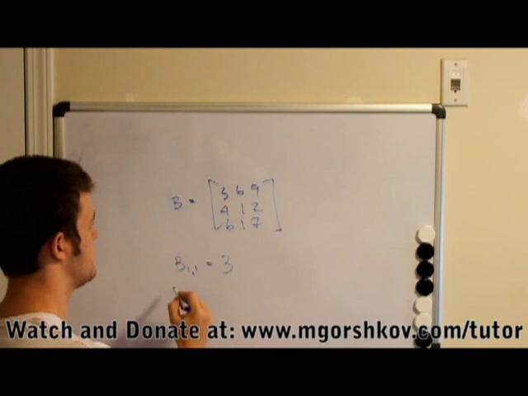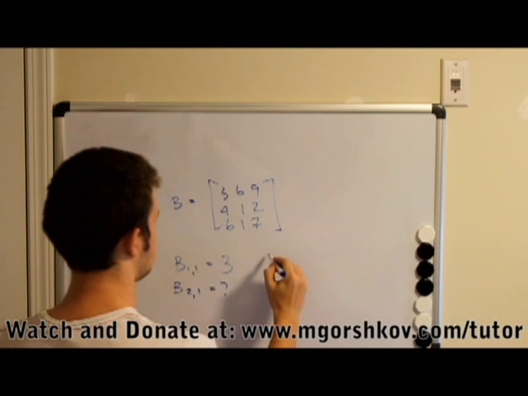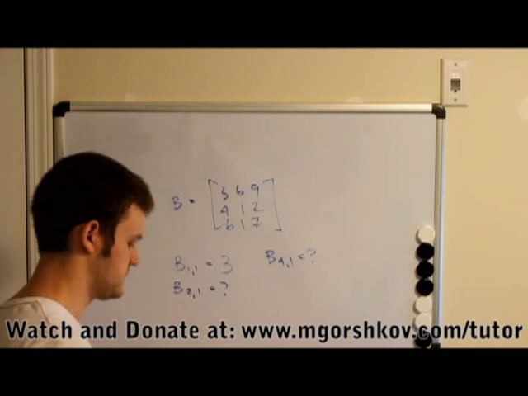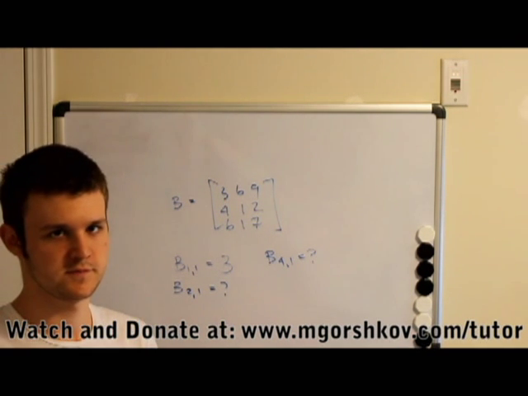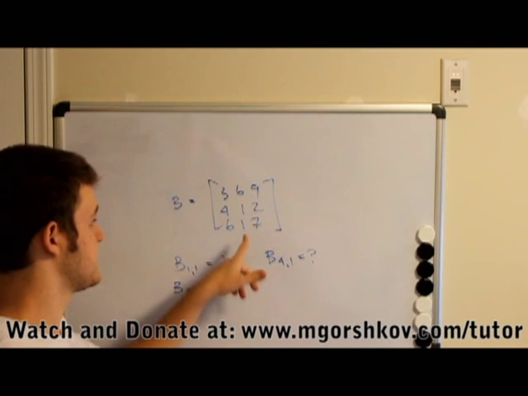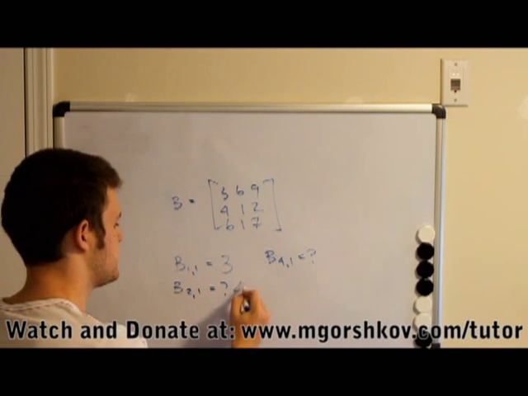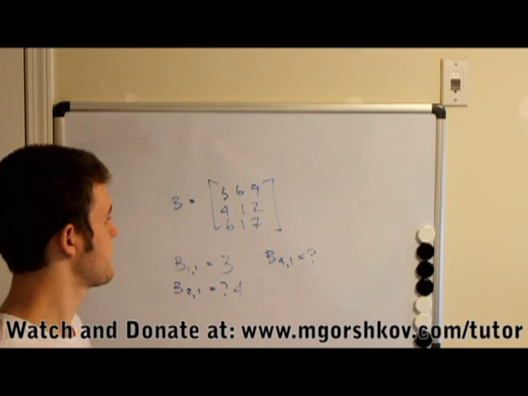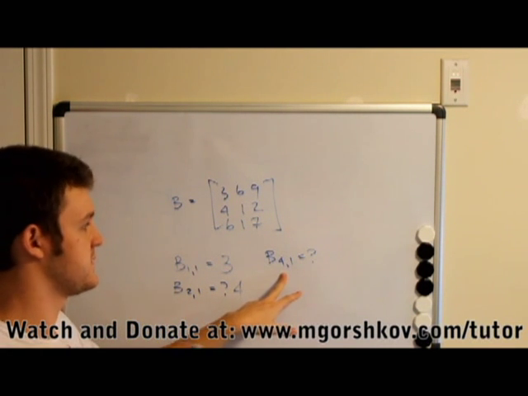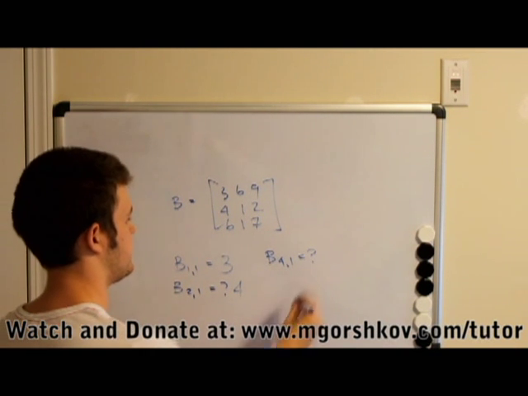So try and figure out what B2,1 would be, and what B4,1 would be. So for 2,1, you know that it's in the second row, and it's in the first column. So this one would be 4. And for the fourth row in the first column, we don't have a fourth row, so it's nothing there, so you do not have a value.